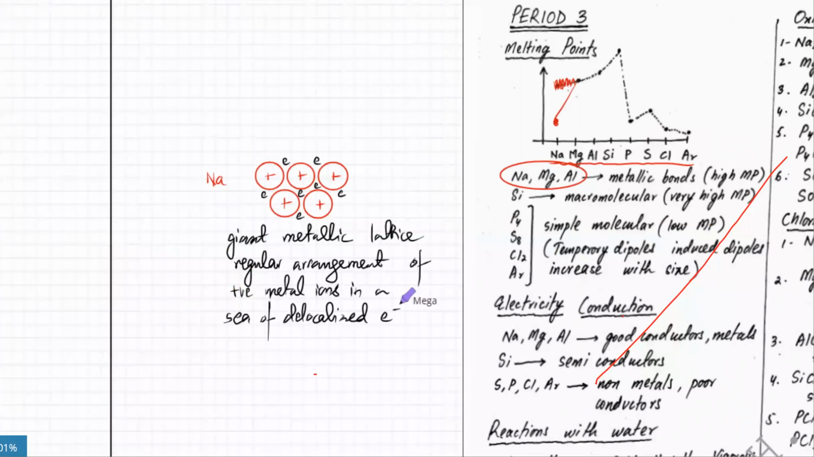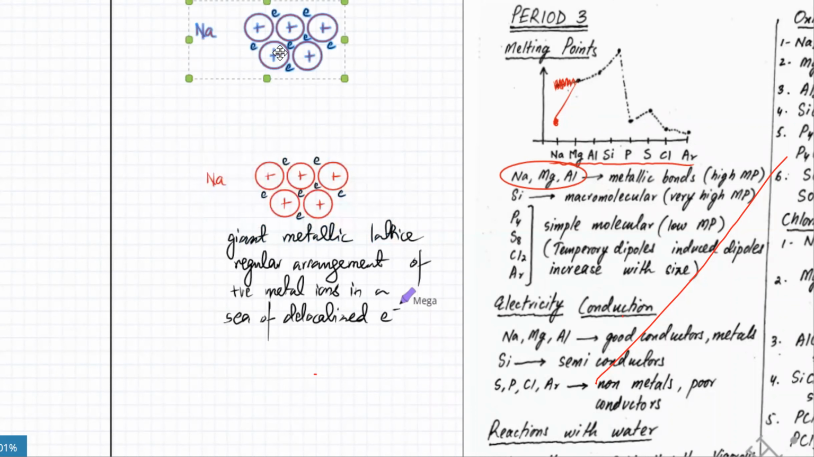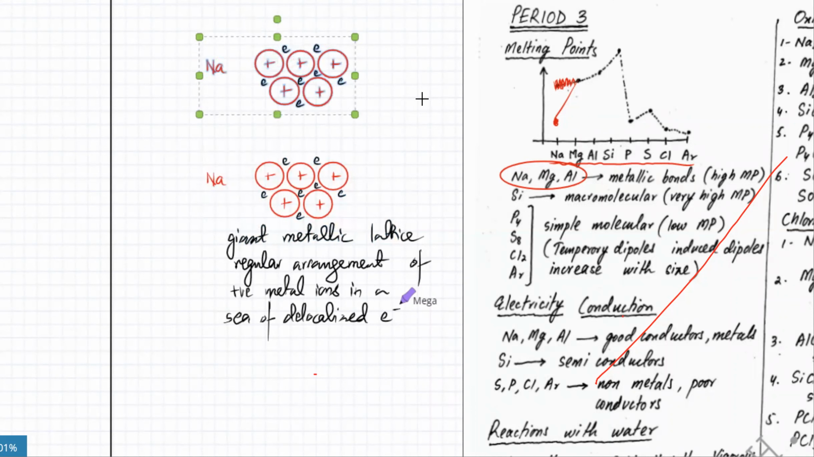And then you have magnesium. Magnesium is also going to be a metallic lattice. It's going to be a very similar metallic lattice, but there's going to be this very tiny difference between sodium and magnesium. Magnesium is in group 2. So if I draw the lattice for magnesium, that's sodium. This one is Mg.